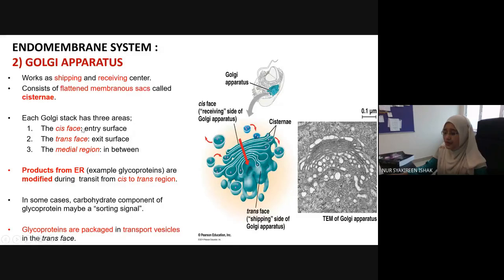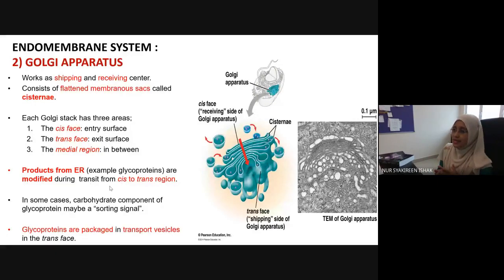Okay, so the cis face is the region where it faces the rough ER. And then the trans face is the region that faces the plasma membrane. And then you have the middle region. So products from the rough ER, for example glycoproteins, are modified during the transit from cis to trans. So the protein that enters the Golgi apparatus will be modified.